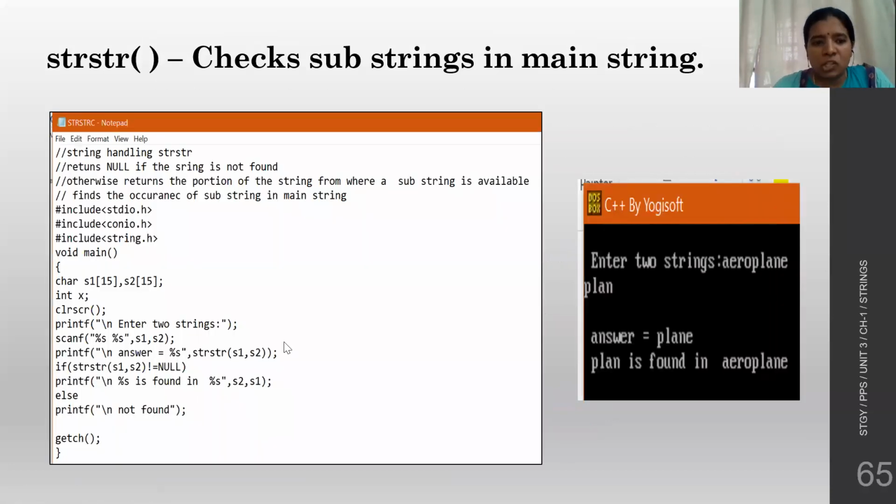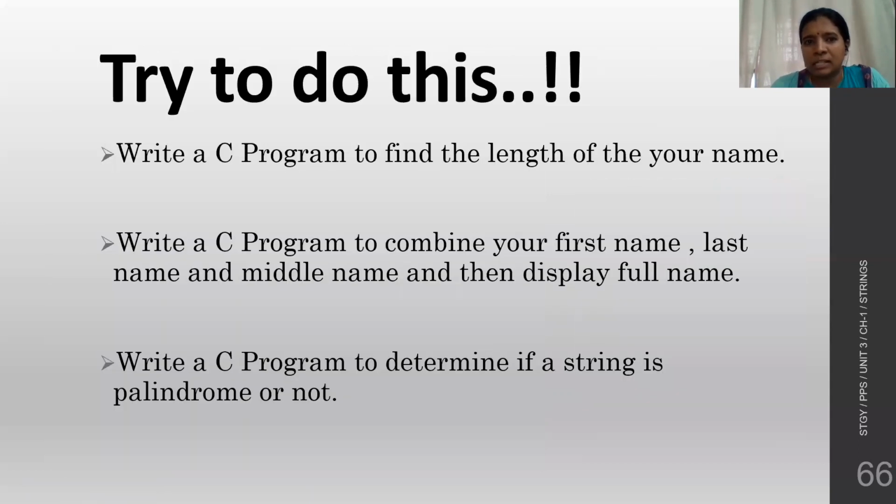Okay, so let's check an example. Here my two strings are aeroplane and plan. So yes, the answer would be plane because it returns a pointer to P, the position where it is found in the main string. Plan is found in aeroplane. That's what I just printed. It's your printing; you can do it in any way. What is ideally written is if strstr of s1, s2 is not equal to null, printf the substring is found, else printf not found. That's what we ideally do because that's the meaning of strstr.